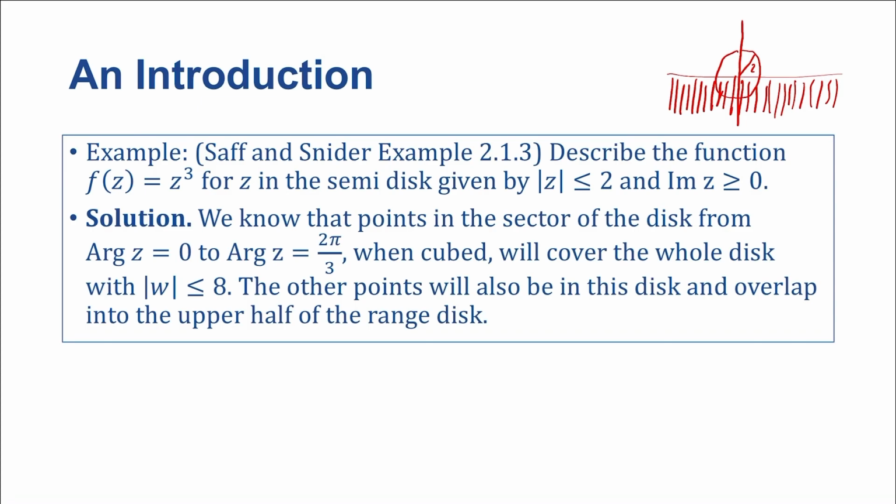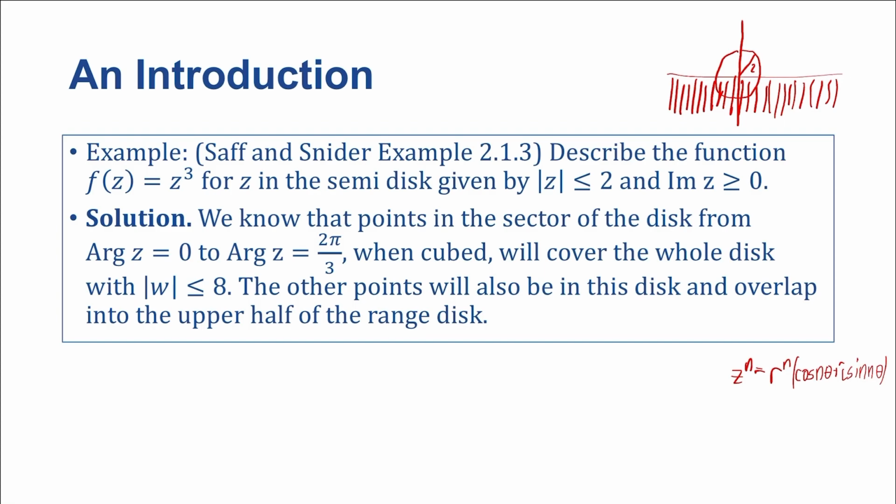So we know that points in the section of the disk between argument of z equals 0 and argument of z equals 2 pi over 3, when cubed, are going to cover the whole disk with the modulus of w less than or equal to 8. Now, why is this? The way that we look at this is by using de Moivre's theorem. This is a very important theorem that helps us visualize a lot of stuff in complex analysis. Remember that z to the n is equal to r to the n times cosine of n theta plus i sine of n theta.